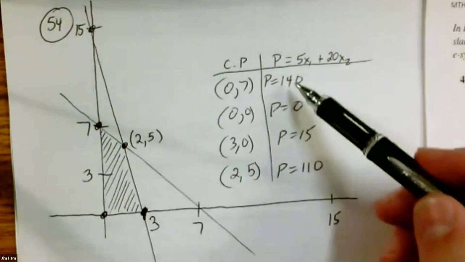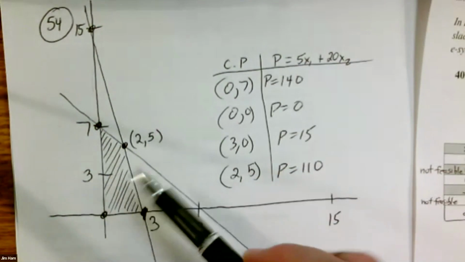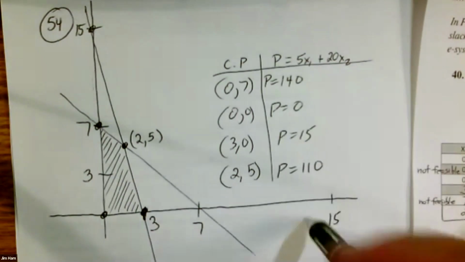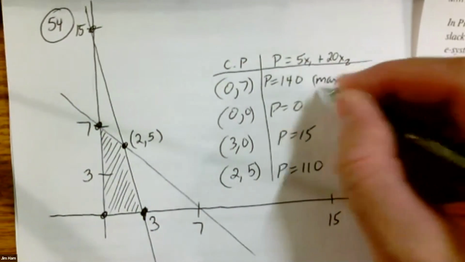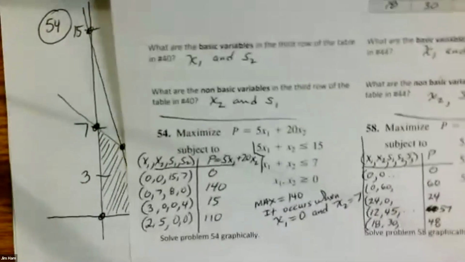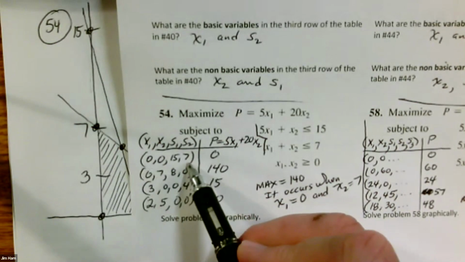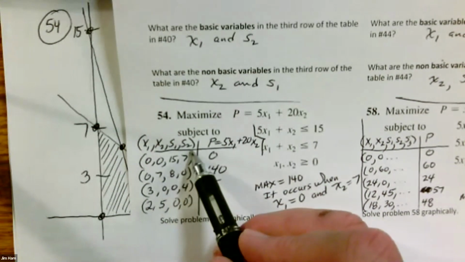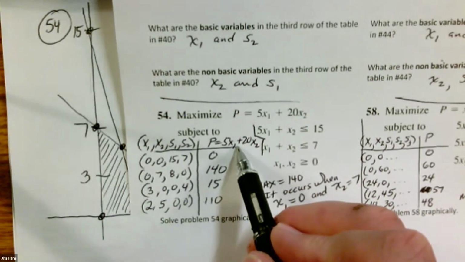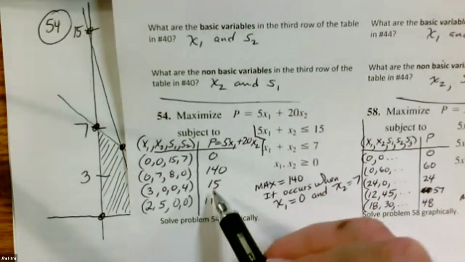And so the only ones that we would evaluate in the graphical method would be the corner points. So we've done that here, and you can see 140 is the largest, so that's the max, and that would be the solution to this problem. Down here, I put not only the x1 and x2 in, but I also indicated the s1 and the s2. But our objective function only contains an x1 and an x2, so you can really just ignore the s's when you're trying to find the max.